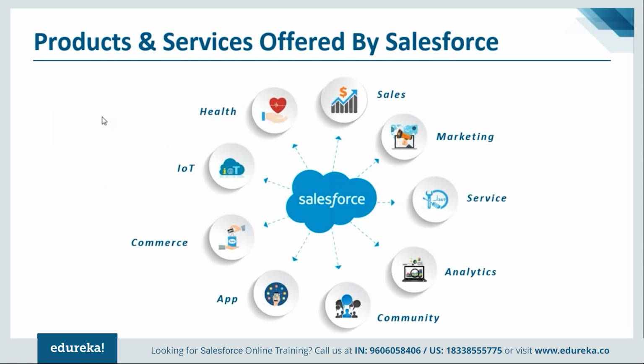Let me go forward and straight away talk about the different products and services offered by Salesforce. Salesforce provides Sales Cloud, Marketing Cloud as a service, something called the Service Cloud, an Analytics Cloud, Community Cloud, and the App Cloud, which is actually a platform as a service. They provide a Commerce Cloud, an IoT Cloud, and most of all, something called the Health Cloud. Salesforce provides all of these cloud services. Let me talk about each of them in brief and tell you what each of these services is about.